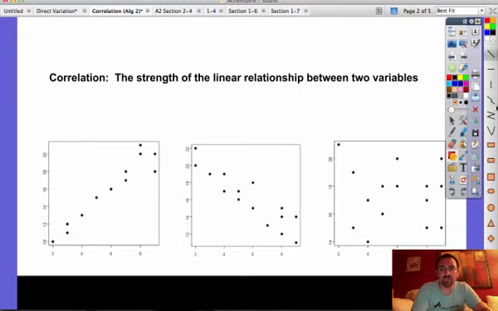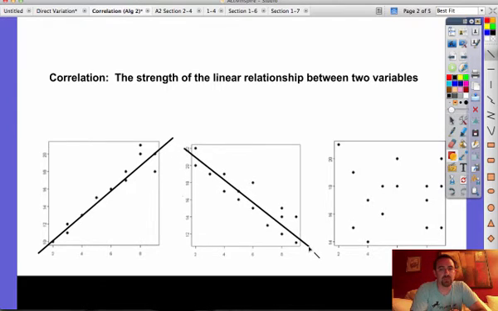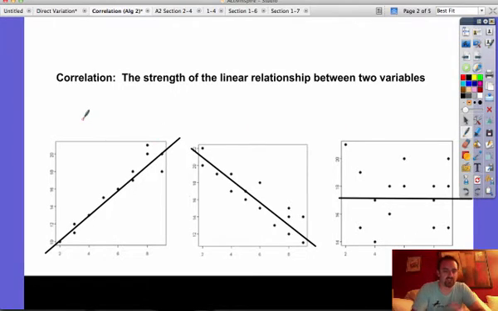If I try to use my line tool here and try to put a line through it, it doesn't look too bad, right? Okay, how about this one? Not too bad. This one would be pretty hard to figure out what kind of line. I mean, you could put that line through it, I guess, but it's not real good. Okay, so that's an interesting point. These are both strong correlations. And this one is weak.